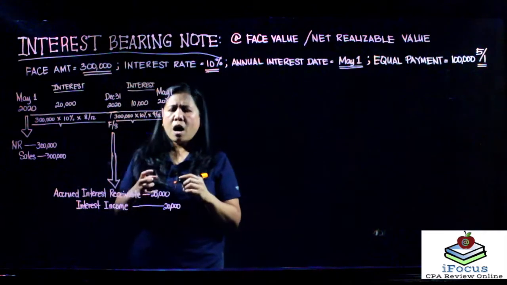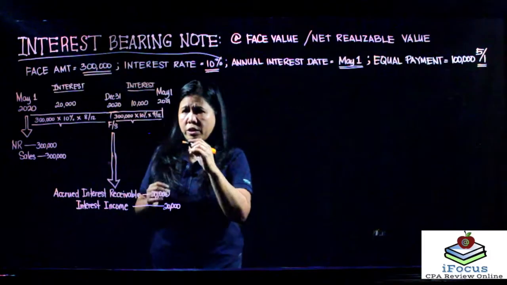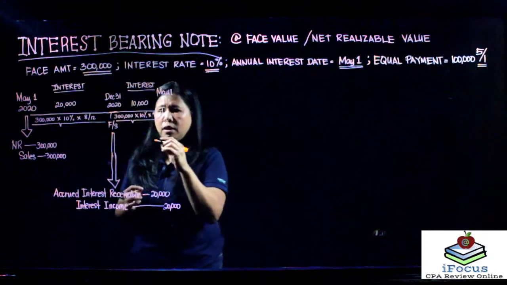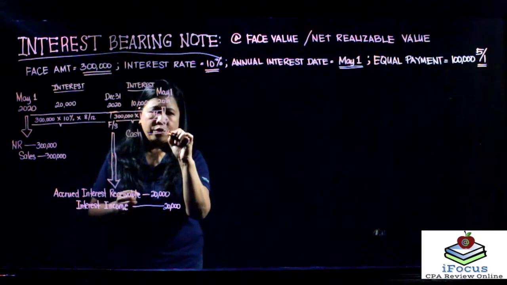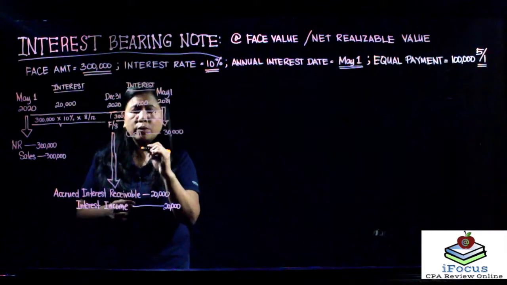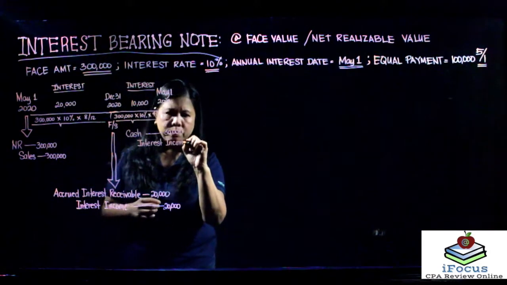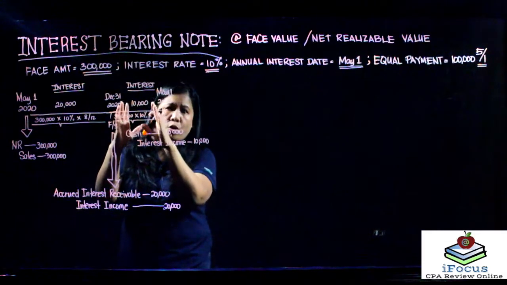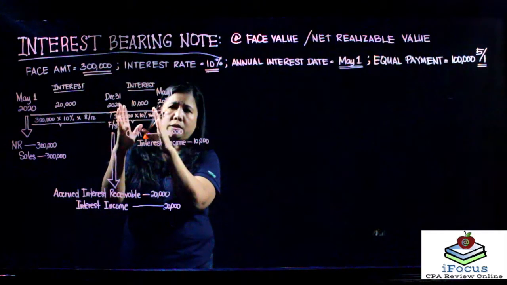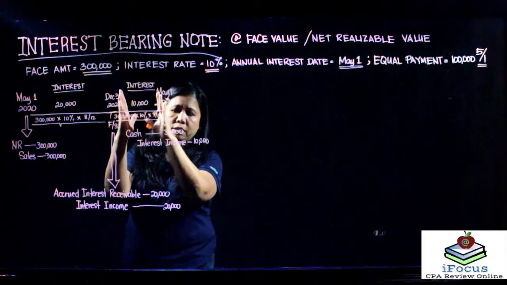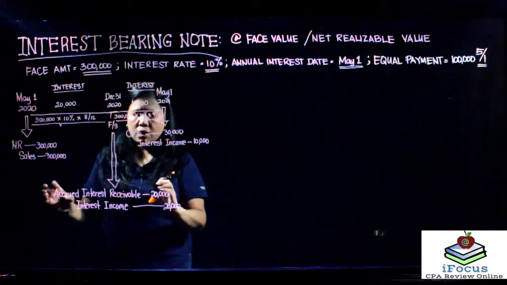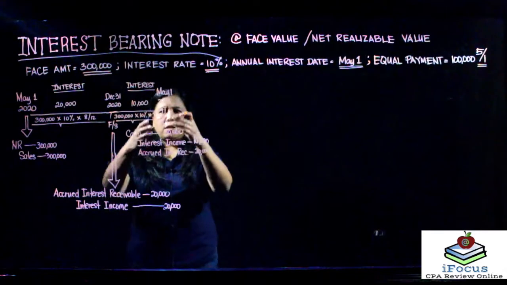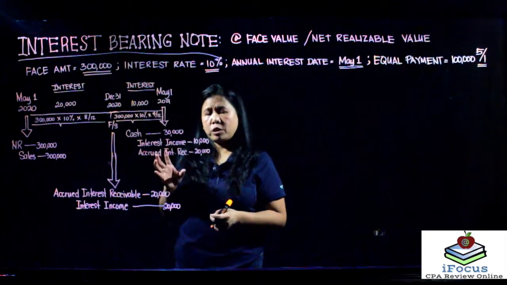All right, and our journal entry on May 1st, when we receive the cash for the interest, is debit to cash of 30,000 and credit to interest income of 10,000. And that's the part of the 4 months interest from January 1 to May 1st. Then we credit the accrued interest receivable of 20,000. That's our journal entry for May 1st, 2021.